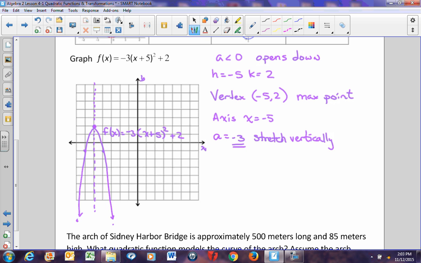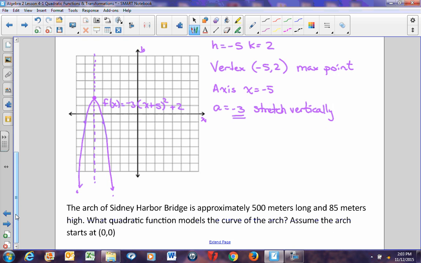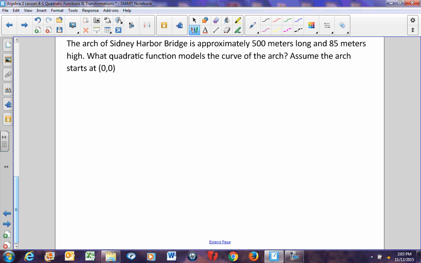Okay, now, let's do a word problem. The arch of Sydney Harbor Bridge is approximately 500 meters long and 85 meters high. What quadratic function models the curve of the arch? Assume the arch starts at 0, 0. So in other words, if this is a bridge, and they're making an arch out of the bridge, they're going to make it so that it's symmetrical, so that it looks kind of like this.